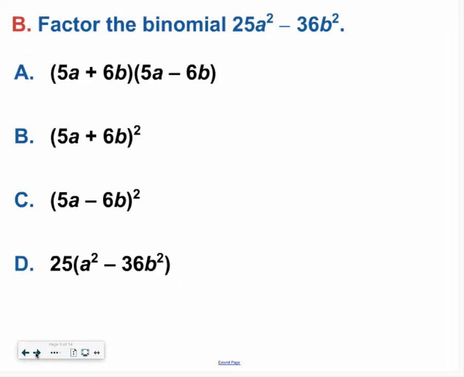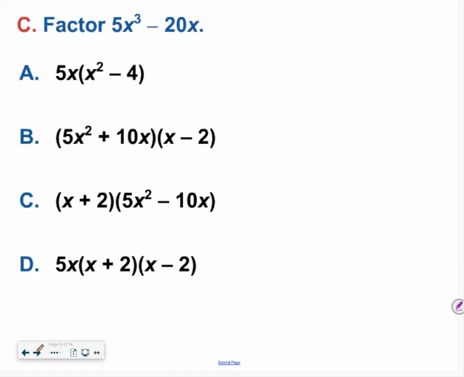Try another one. Hopefully you ended up with 5a plus 6b times 5a minus 6b. If you have questions, still let me know, but you have one more to try. Hopefully you ended up with 5x times the quantity of x plus 2 times the quantity of x minus 2. If you have questions about that, please don't hesitate to ask. I know this stuff can be a little confusing.